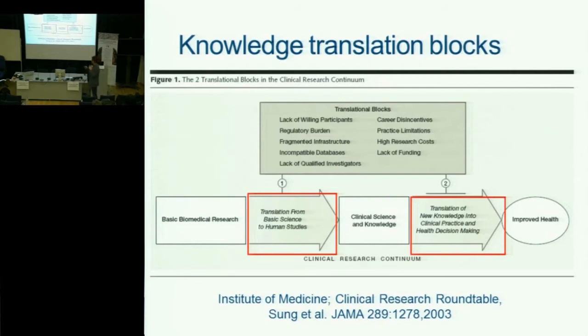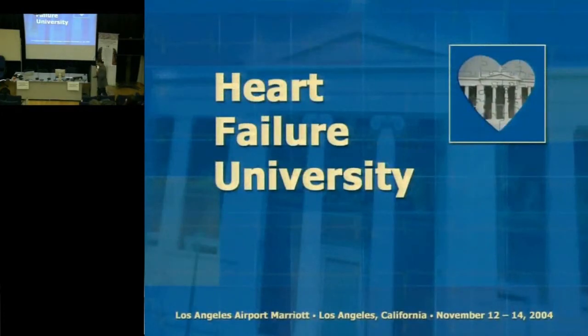But now I'm speaking about the first block, and I'll present you some of the shortcomings that we have in applying rigorous methods in animal studies. And I would like to start with this example. This is the Heart Failure University. It's exactly a meeting like this one, in which there are experts in cardiology meetings.